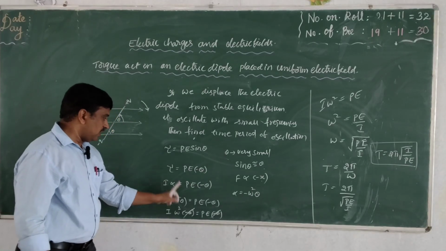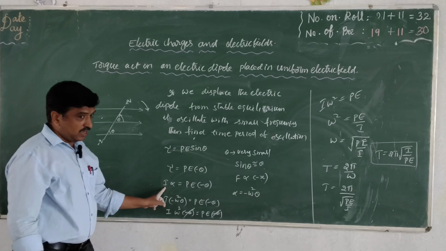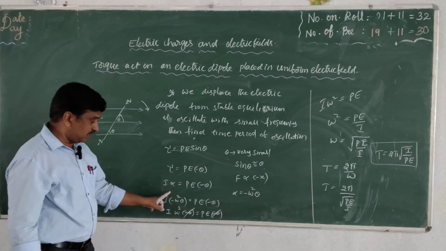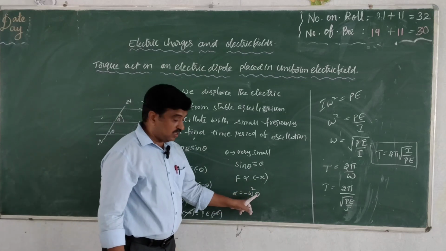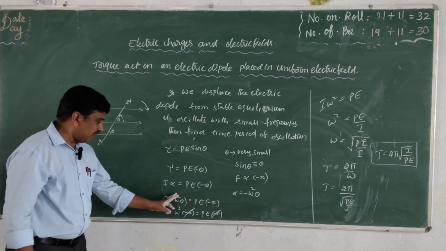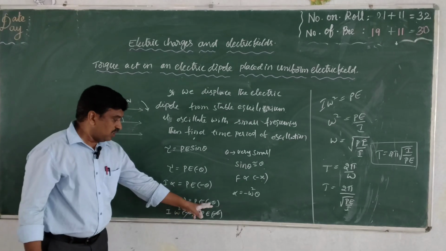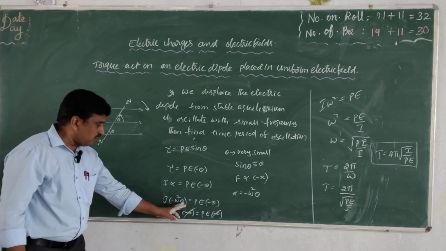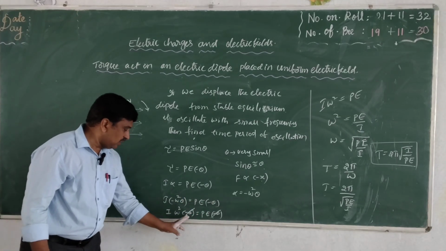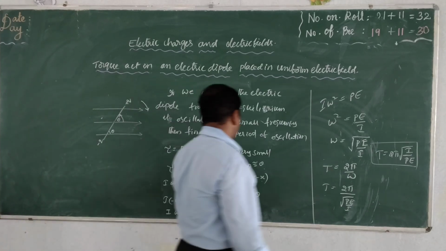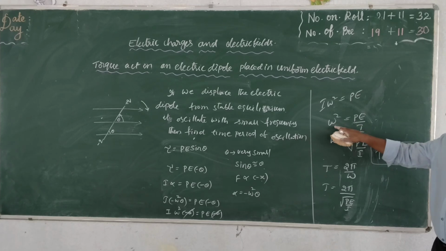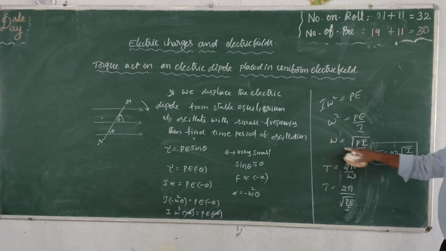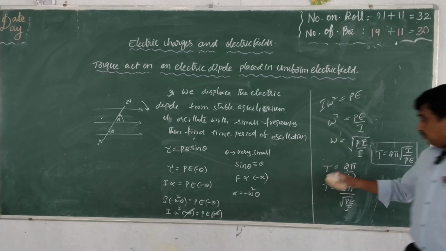Torque is also I alpha, moment of inertia into angular acceleration, and the angular acceleration is minus omega square theta. So I times minus omega square theta equals Pe times minus theta. The minus theta cancels, and we get I omega square equals Pe, the electric dipole moment into the electric field. So omega square equals Pe by I, and omega equals root of Pe by I. So the time period equals what?